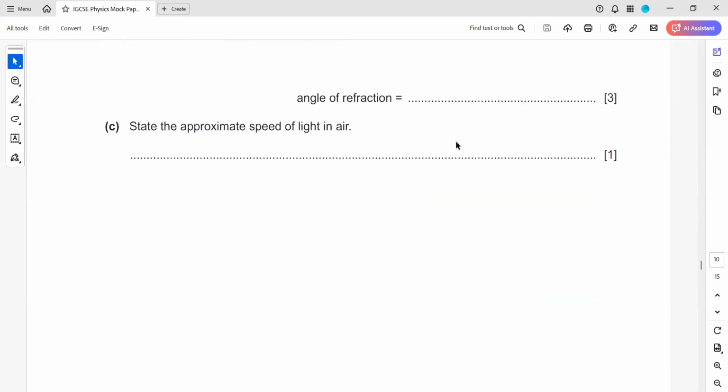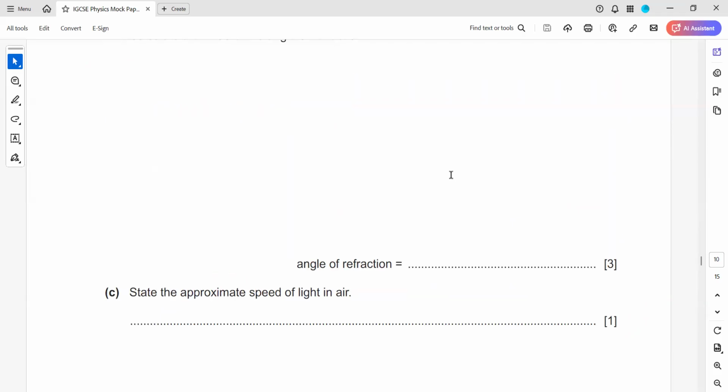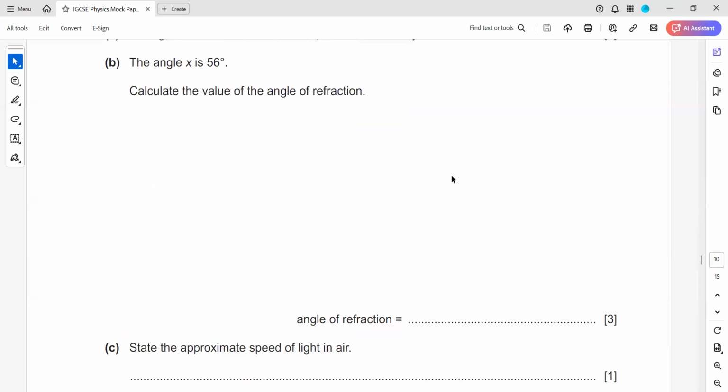State the approximate speed of light in air. So 3 into 10 to the power 8. Learn the speed of light in air as well as the speed of sound in solid, liquid, and gas. For the formula sine i over sine r, the numerator will be greater than the denominator always. But here you don't know, so you have to remember the formula. And obviously, the angle of refraction is smaller. It should be smaller because the light is moving from air into the oil, bending towards the normal. So definitely the angle will be smaller.